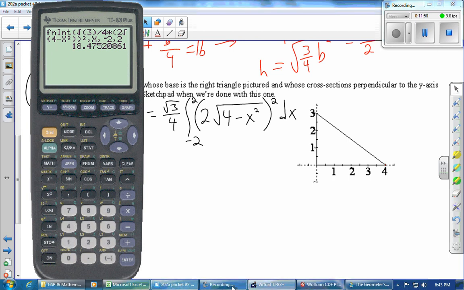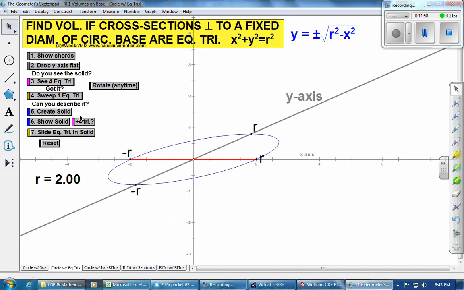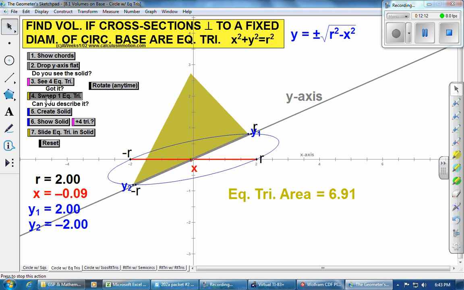I have one more way to look at this. It's in Sketchpad. So here is the circle, x squared plus y squared equals, and the radius is 2. We're going to drop the y-axis flat so we can look at this shape. We're going to look at a few equilateral triangles here. Those are just some representative things. Now we're going to sweep one triangle throughout this picture. And you can see small triangles, bigger, bigger, bigger, smaller, smaller, smaller.